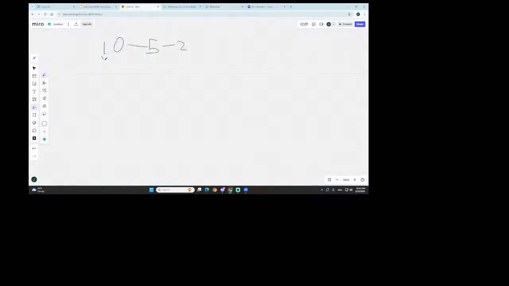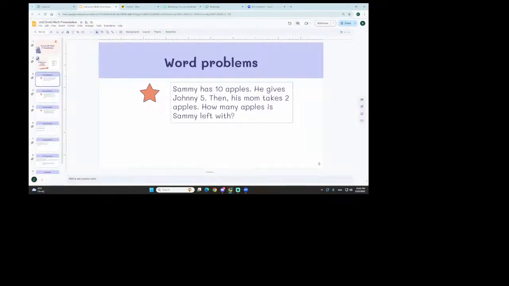So let's first do 10 minus 5. 10 minus 5 is 5. I assume we know how to do these smaller subtractions, so I'm not going to go over those. And then we have to subtract another 2. So it's 5 minus 2 equals 3. So we have to identify the beginning number. Then we have to find the numbers we're subtracting, and then do the subtraction.